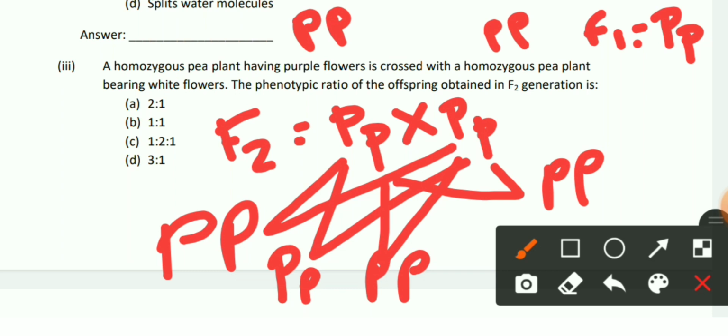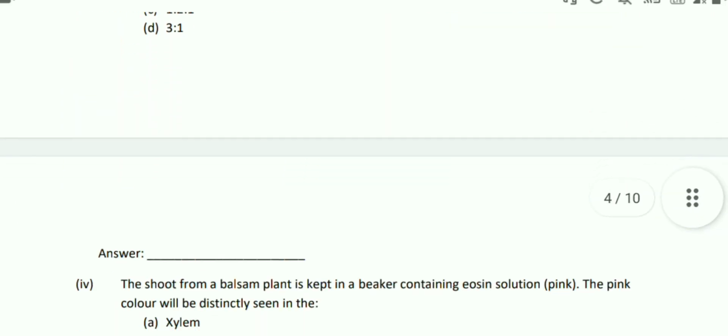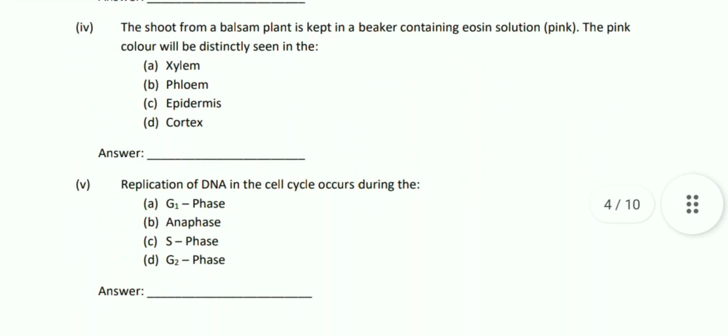So 1, 2, 3, these three will be purple while this one will be white. Now we have been asked to provide the phenotypic ratio, not the genotypic ratio. So the phenotypic ratio is option D, 3:1, 3 purple and 1 white. Chalo, let's go. Number 4.